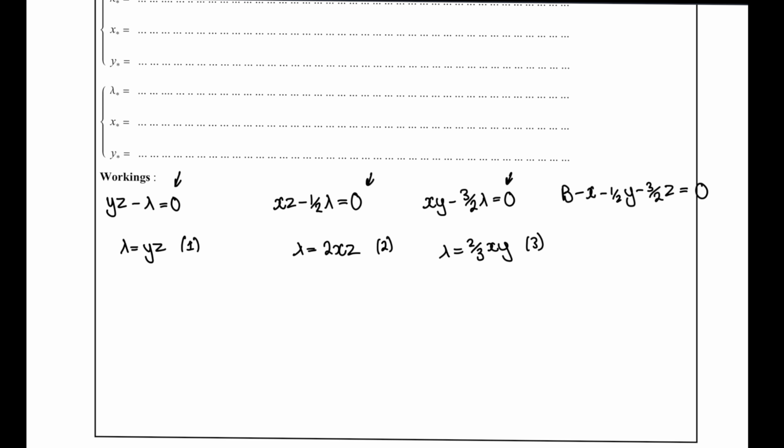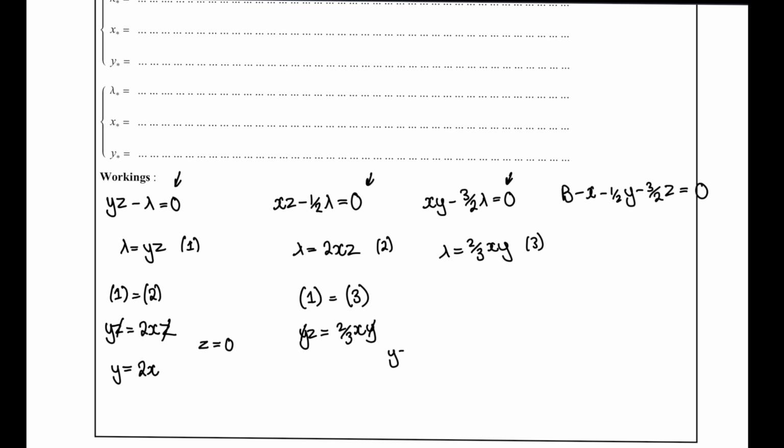Now I will begin by equating equation 1 with equation 2. So yz = 2xz. If I divide by z, I get rid of a solution, which is z = 0. I get y = 2x. If I equate equation 1 with equation 3, I get yz = (2/3)xy. If I divide by y, I get rid of a solution, which is y = 0, and we get z = (2/3)x.